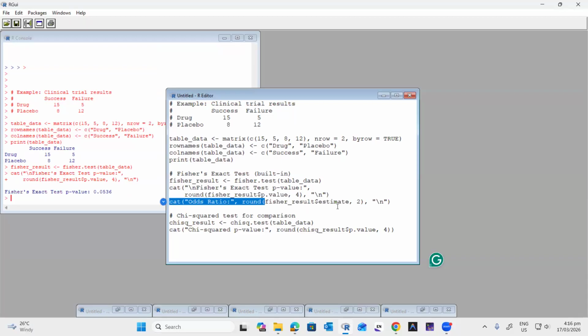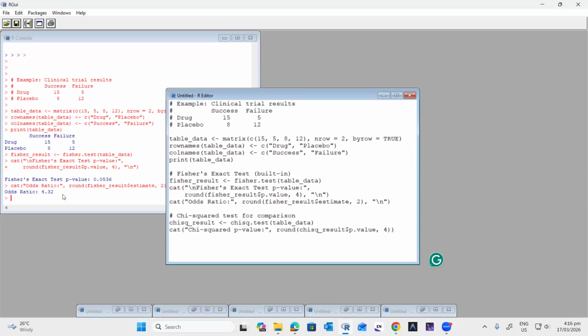And after that in the next one we are calling the estimates, that will provide us the conditional maximum likelihood estimate of the odds ratio, by the command fisher_result$estimate. So that is the odds ratio estimate here.